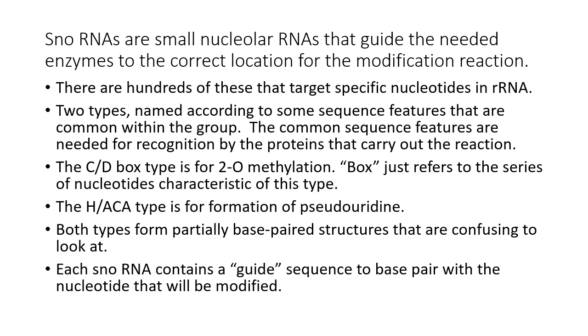So these have kind of stupid names. One is called the C/D box type, and that's for 2'-O-methyl. The word box just refers to the nucleotides that are characteristic of this type. And the H/ACA type is for formation of pseudouridine. But both types have their own weird base paired structures, as well as the guide region, which is going to tell it what nucleotides it should go to modify.